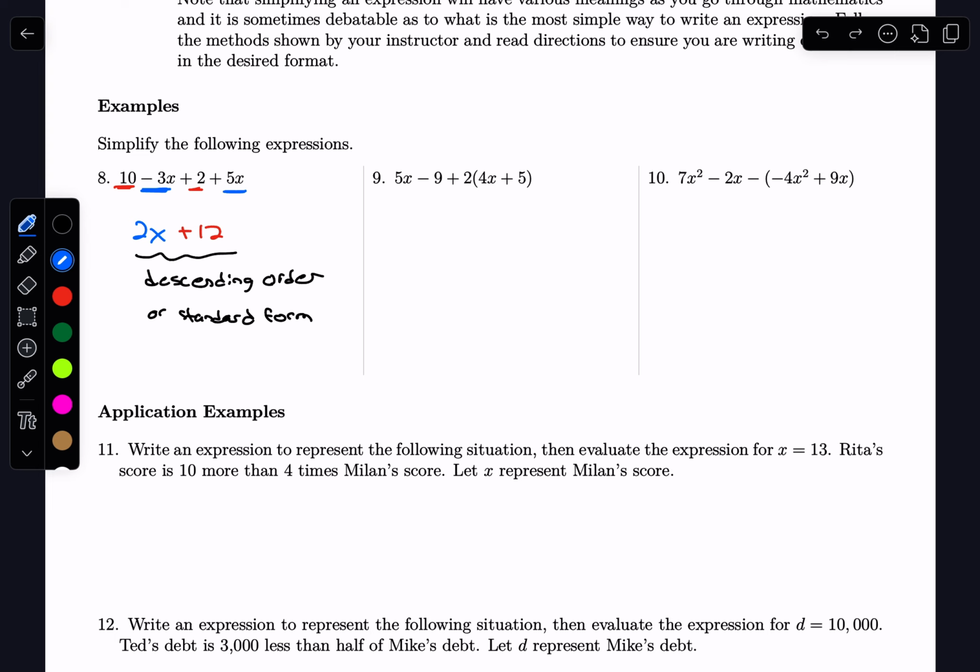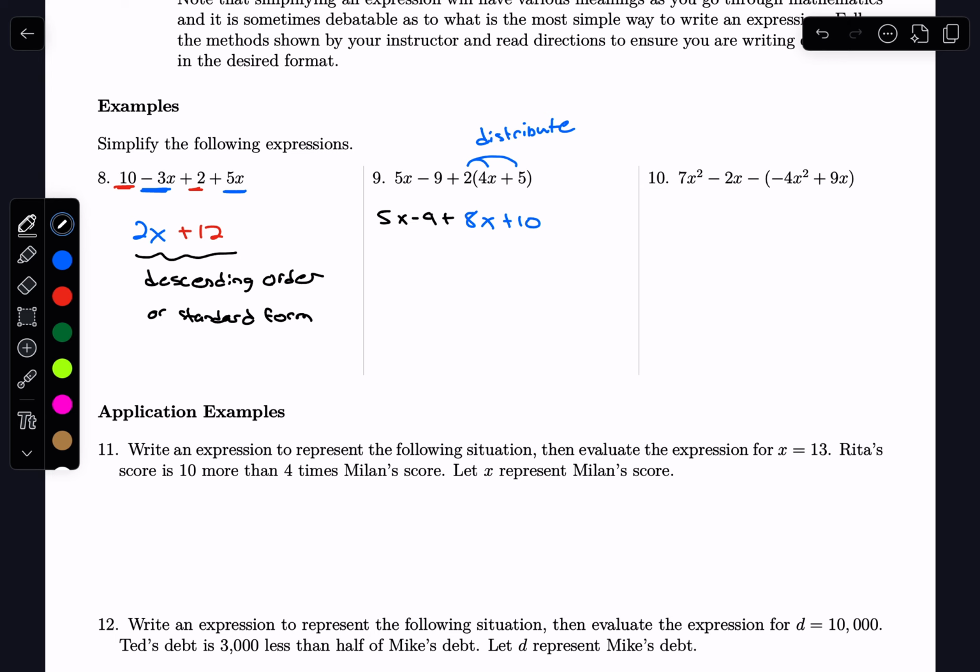Instead, we have multiplication that we need to do first. It doesn't look like there's multiplication, but this 2 is actually being multiplied by the set of parentheses it's next to. And so we are going to distribute this 2 to the 4x and the 5, meaning we're going to multiply it by both terms. 2 times 4x is 8x, 2 times 5 is 10, and the rest of my expression, the 5x minus 9 and the addition symbol, are going to stay the same. Most important thing we've done in this lesson, okay? We absolutely have to know how to distribute in order to solve problems and especially to simplify expressions.